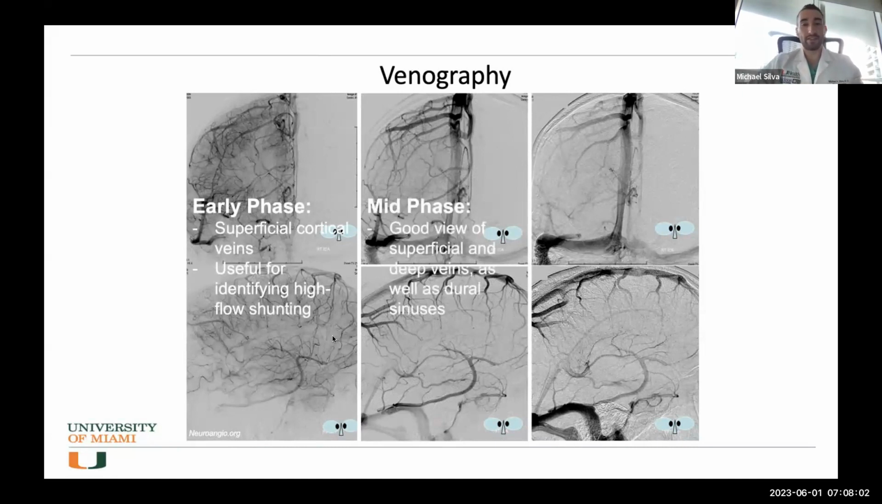The mid phase is kind of an intermediate phase where you see both the superficial and the deep veins, as well as the dural sinuses, kind of a good overview of everything. And lastly, the late phase is best for the sinuses, as well as late draining tributaries. Think of the deep system, as well as developmental venous anomalies, would show up in the late phase.